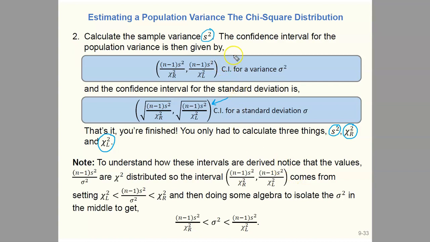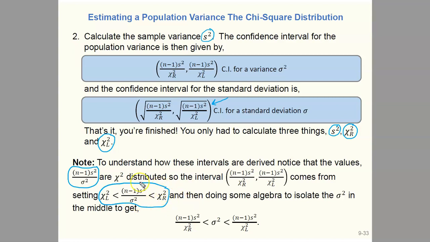Now, to understand where this formula comes from quickly, just take note of this. Remember that these values right here we said are chi-square distributed. So this interval that we have up here is arrived at by setting these values right here to be bigger than chi-square L and less than chi-square R. You see, for a 95% confidence interval, this should hold 95% of the time.